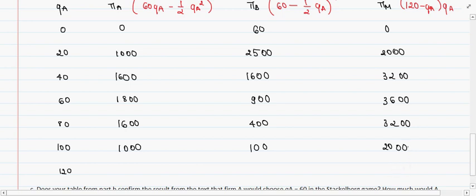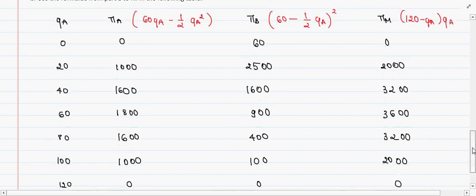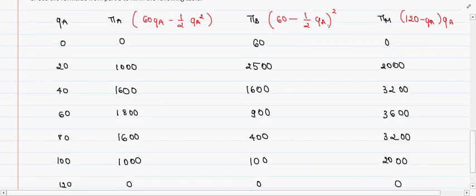Okay, and if quantity equals 120, then the profit for firm A is going to be equal to 0, for firm B it's going to be equal to 0, and for firm C and for the monopoly it is going to be equal to 0. Okay. Alright, sorry, over here, if quantity QA equals 0, profit for firm B should be 3600 because it's 60 squared. Okay.